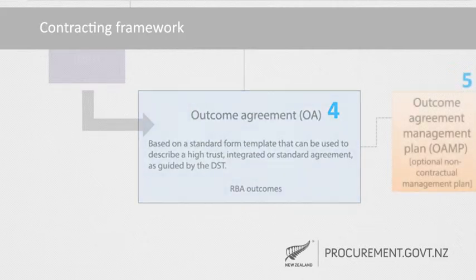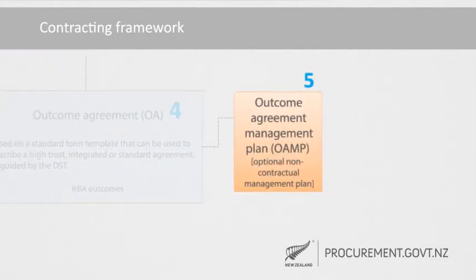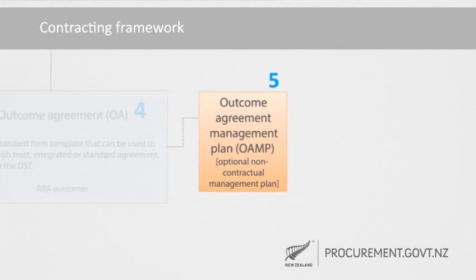The Outcome Agreement Management Plan is a template for a contract management plan which agencies and providers can choose to use. It doesn't contain any contractual obligations. Having an Outcome Agreement Management Plan isn't mandatory, but it is encouraged because it helps both the agency and the provider meet their obligations and achieve the outcomes in the agreement. In this webinar, we'll give you an overview of the Outcome Agreement Management Plan and show you how to use it.